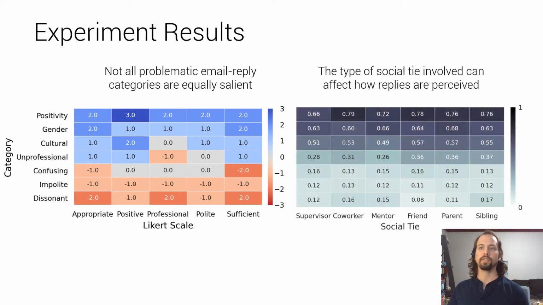Second, the type of social tie involved can affect how replies are perceived. This plot again has categories along the y-axis, but has social ties along the x-axis, and the cells are colored by how likely people were to send a reply from that category to that social tie without editing. It again shows variability by category, but also by social tie.